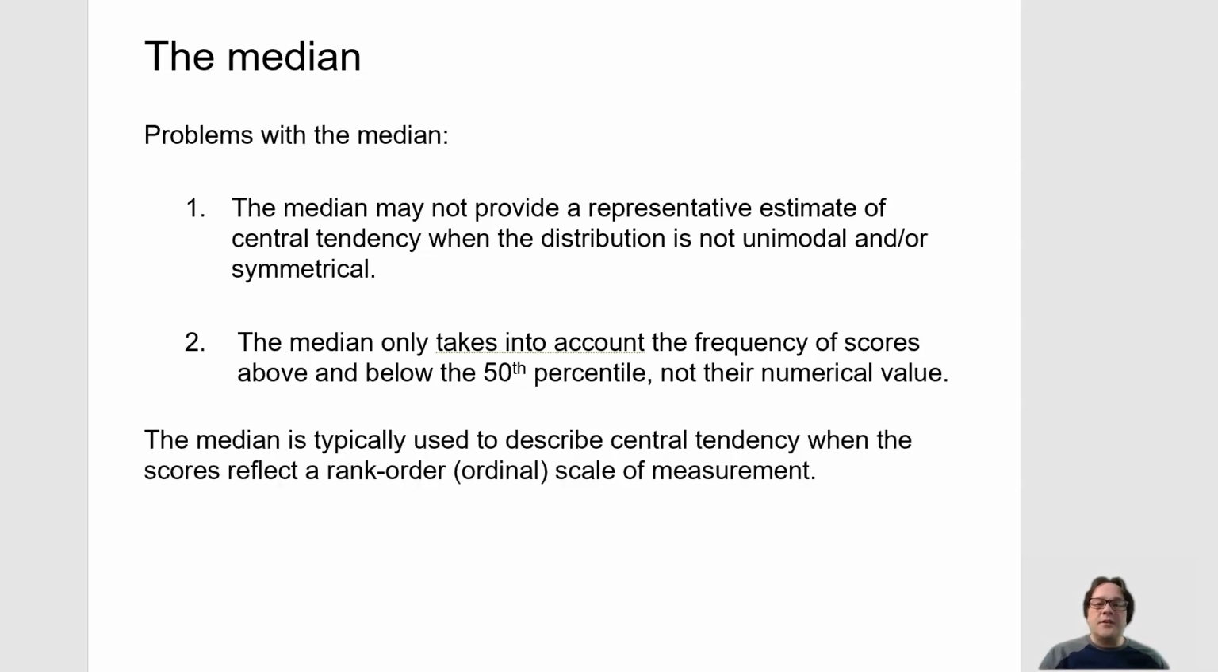Something to keep in mind is when the median might be useful: when we need a measure of central tendency to describe data that is rank order or ordinal in scale. So think about the mode as being most useful when we have nominal or categorical data, and the median as being most useful when we have rank order or ordinal data.